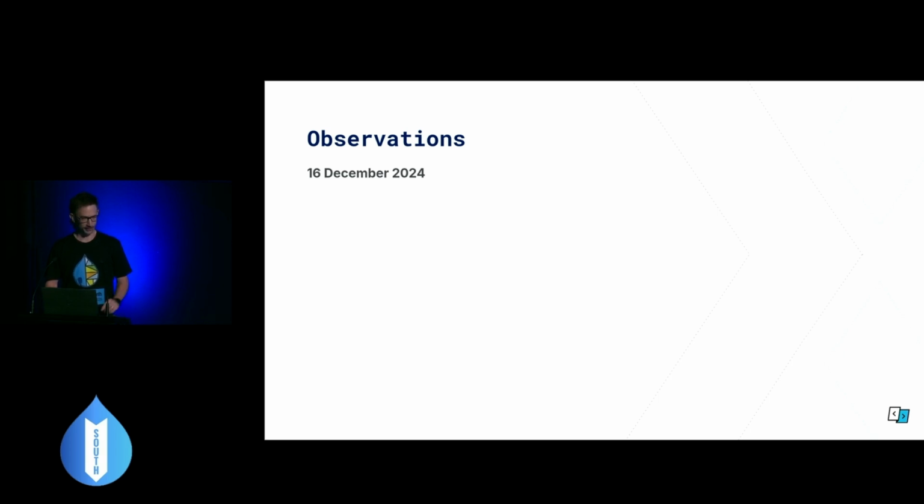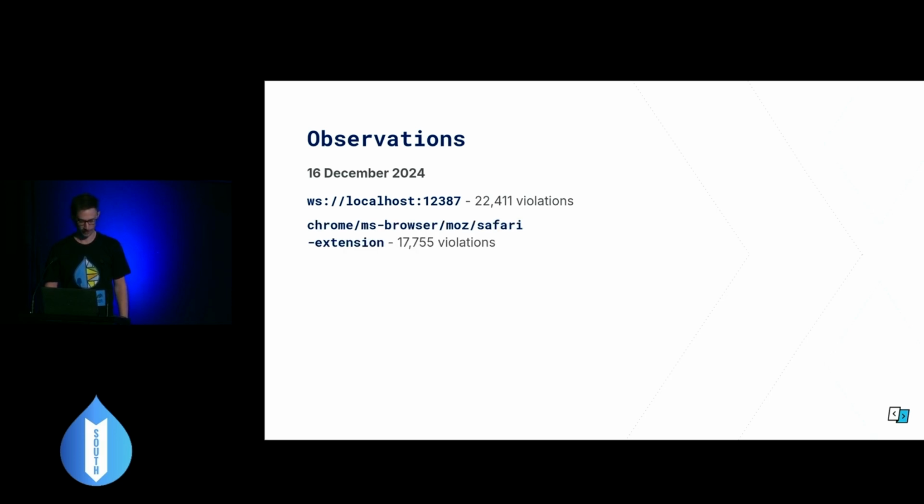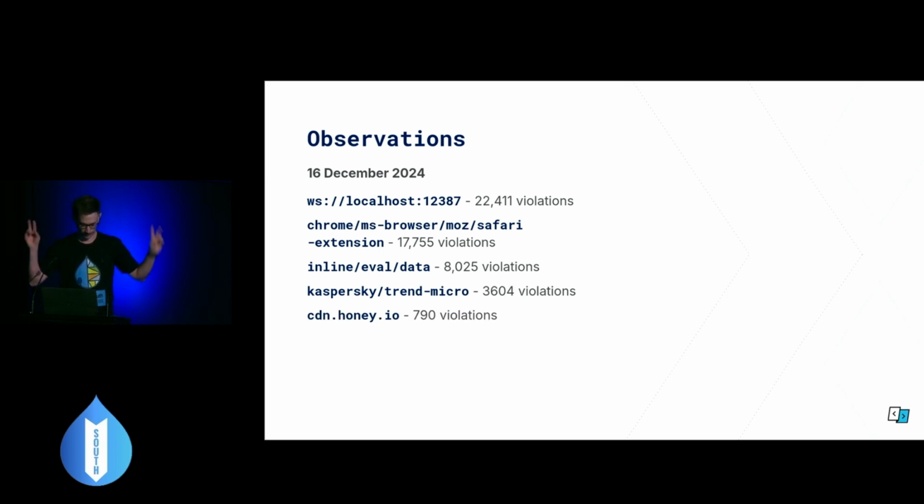So, some observations from one particular date last year. This is Facebook Pixel: 22,000 violations where it tried to access WebSocket on your localhost. 17,000 violations that advertise themselves as extensions. 8,000 violations of inline eval data, stuff that we're not using, so it probably comes from these extensions. I'm running out of time, so I'm trying to get through it quickly. These are those antivirus extensions, and some more extensions.